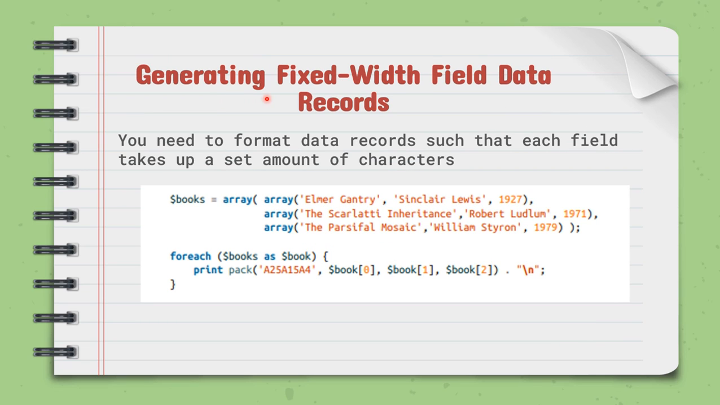And then next we have generating fixed width field data records. You need to format data records such that each field takes up a set amount of characters. So as you can see, this string performs the functionality on each of the arguments of this array. The first one, 25, is a restriction on the first, and this 15 is a restriction on the second argument, this 4 is the restriction on this argument. So it will allow only that amount of data in it specifically.